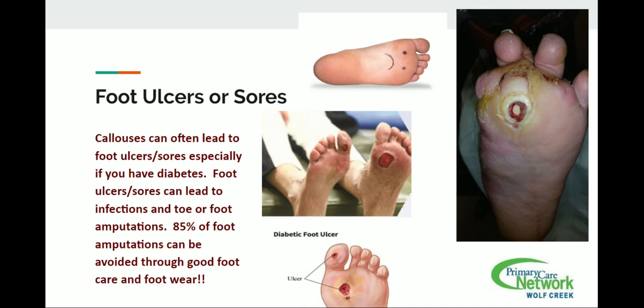And also I do want to mention, do you have diabetes? And if you do, are you getting your feet looked at? Are they being screened? Now, with our primary care network in our Wolf Creek area, we do diabetic foot screens, okay? And those are available for people that have diabetes. And we want to encourage you to get your feet looked at least once a year. Sooner if you have any problems, of course.